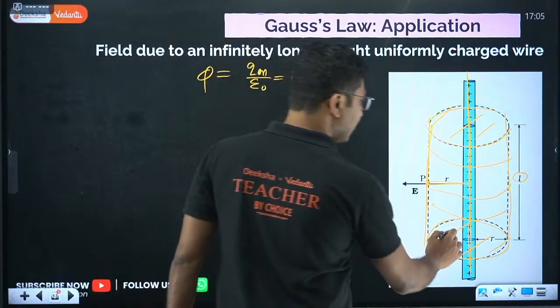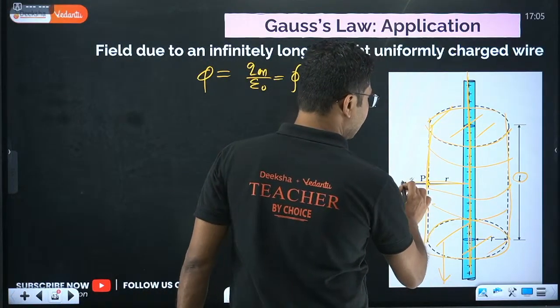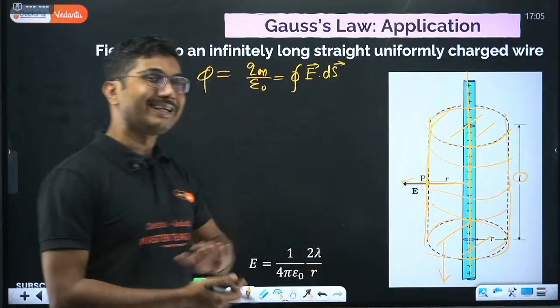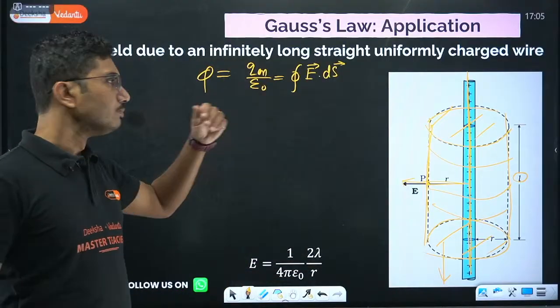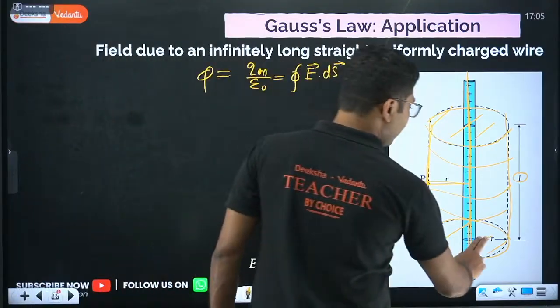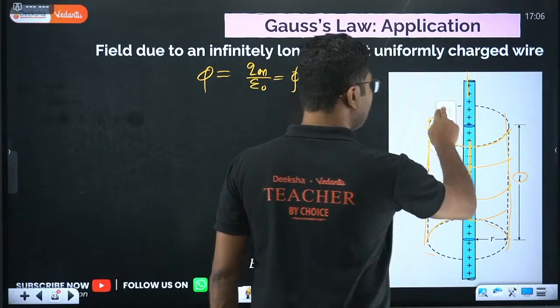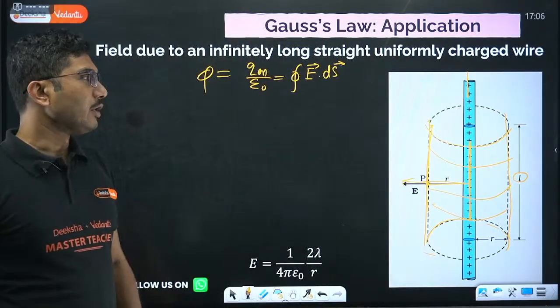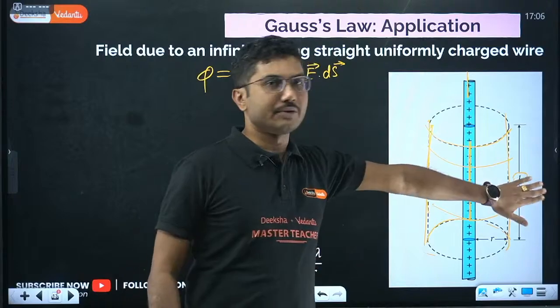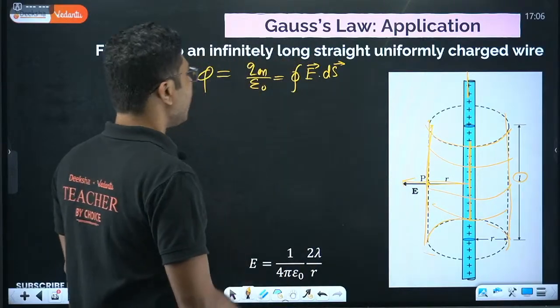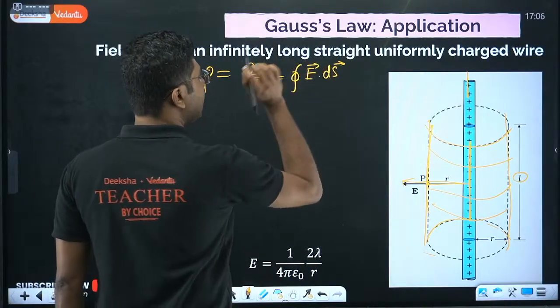If you consider ds here and the electric field here, they are at 90 degrees, so E dot ds will be 0. So you do not need to calculate anything for the bottom and top surface. Only the curved surface is required. Don't think too much, you only need to consider the curved surface, that's sufficient. So the flux is basically E dot ds.